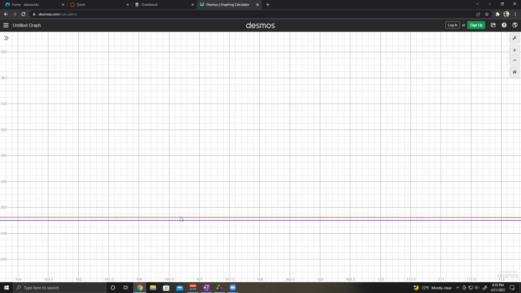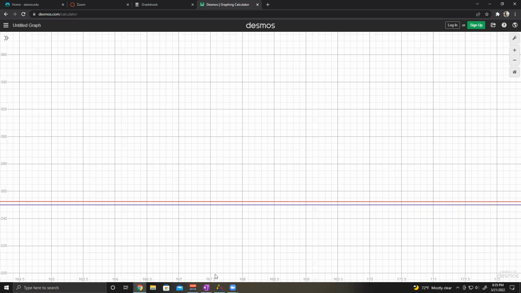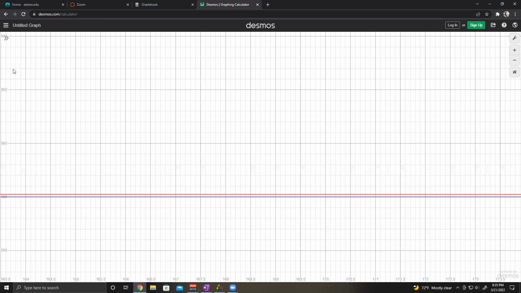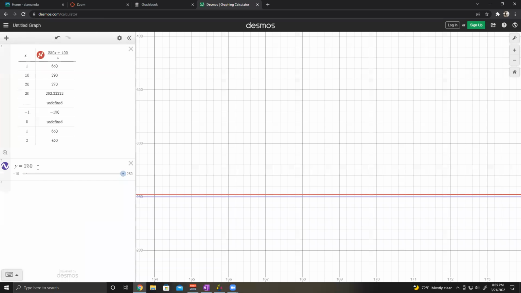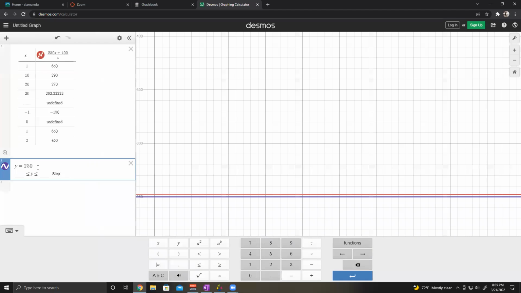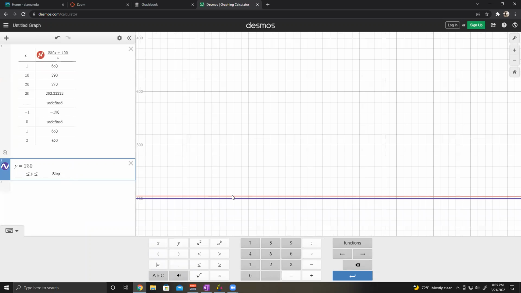So can you show us how you entered that last equation into Desmos? Yeah, let me see. To actually graph it that way? This one? Yes. The y equals 250. All you did was the y equals 250. That's it. So we didn't have to do anything with the less than or equal to underneath. Nope, not at all. Just y equals 250. Okay, got it. There you go. And it creates that horizontal line.